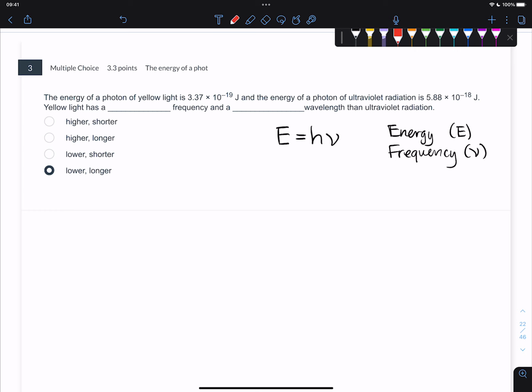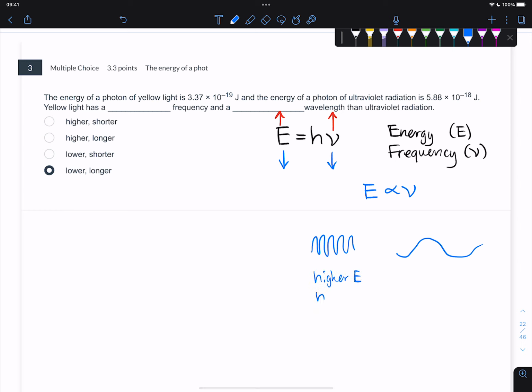So as frequency goes up, energy goes up, or as frequency goes down, energy goes down. This means that this is a directly proportional relationship. Energy is directly proportional to frequency. So this wave has a higher frequency than this wave. That means that this one has also a higher energy. So it has a higher energy and it also has a higher frequency. On the other hand, this one has a lower energy because it has a lower frequency. But notice how it has a larger wavelength.